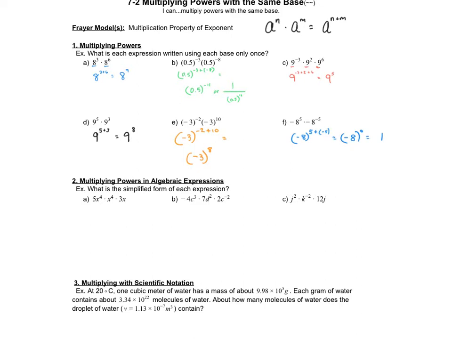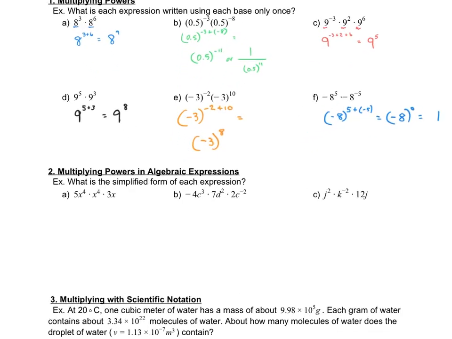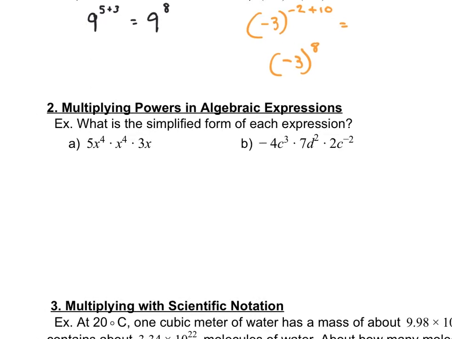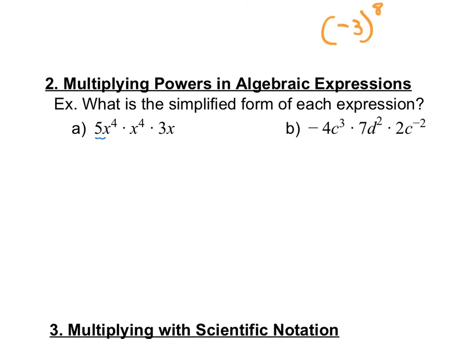Those were numbers, but now let's talk about when we use algebraic expressions. What is the simplified form of each expression? Well, the same rules apply. We have what looks to be 3 expressions being multiplied together.